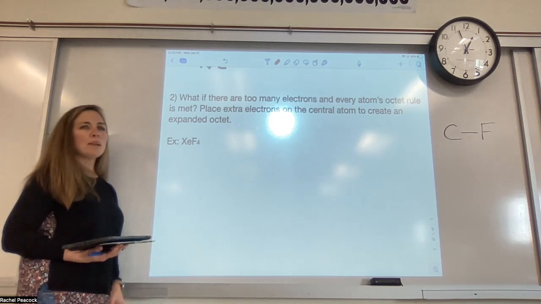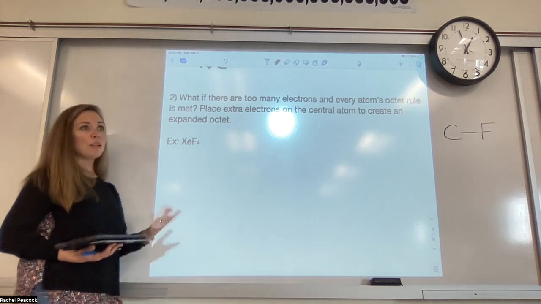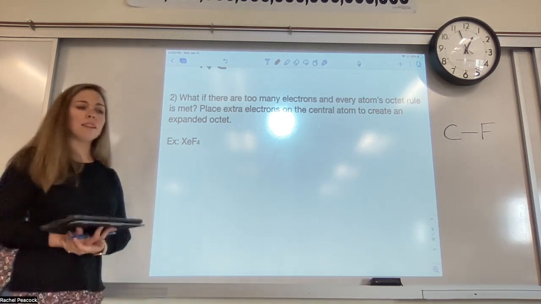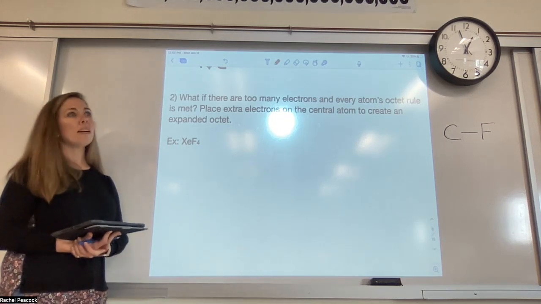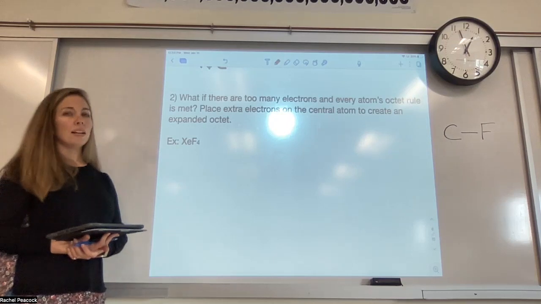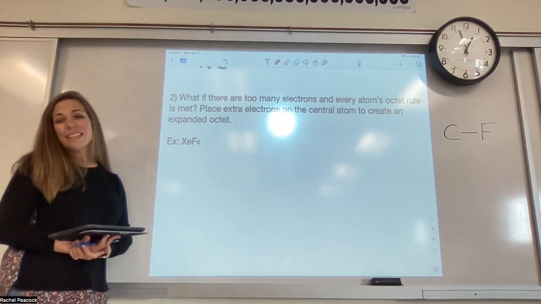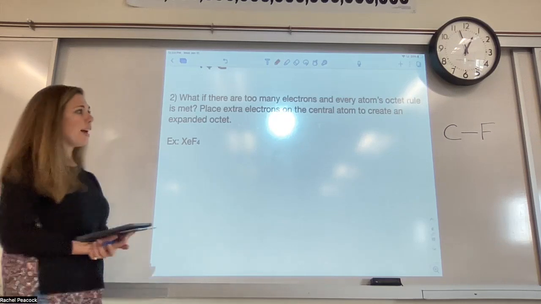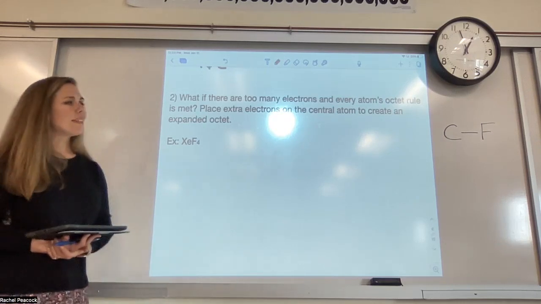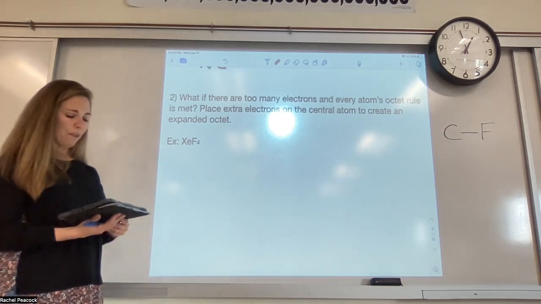There are certain elements that are willing to have more than 8, okay? Xenon, which is a noble gas, and normally we think that noble gases don't bond. A couple of them do, okay? Krypton's willing to bond, xenon's willing to bond, and they go about it creatively because they don't really need to, but they can, okay? And so that's going to result in an expanded octet. So let's look at how that works.